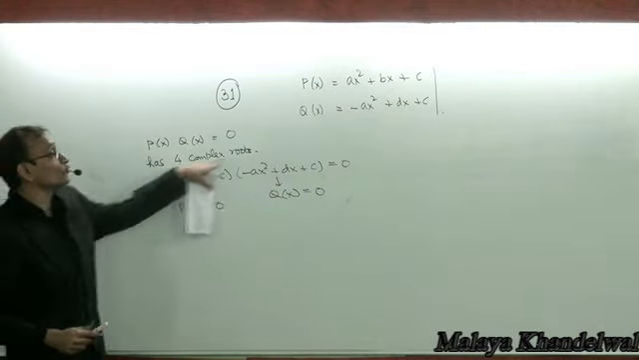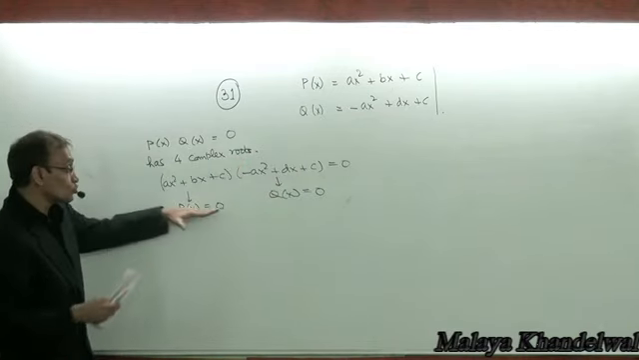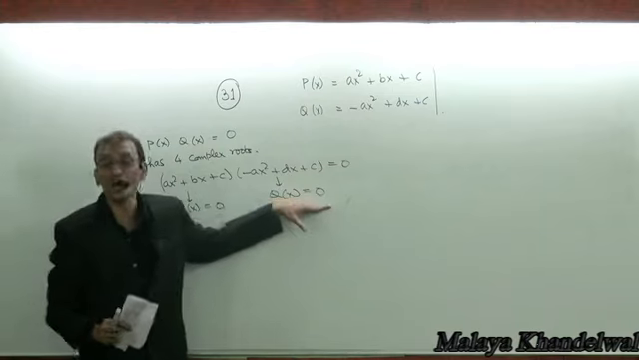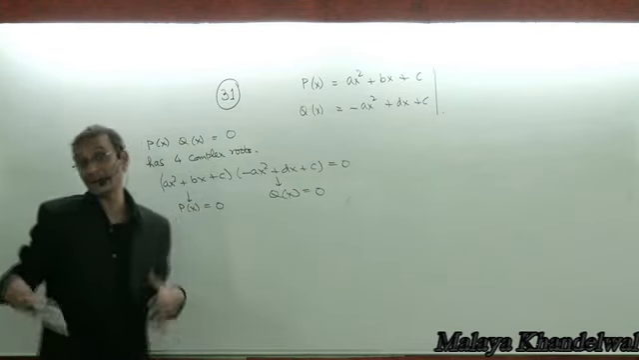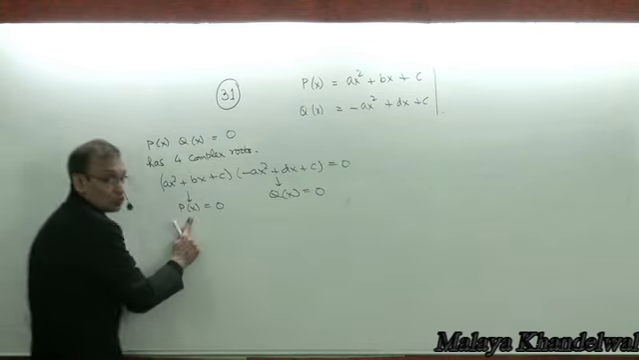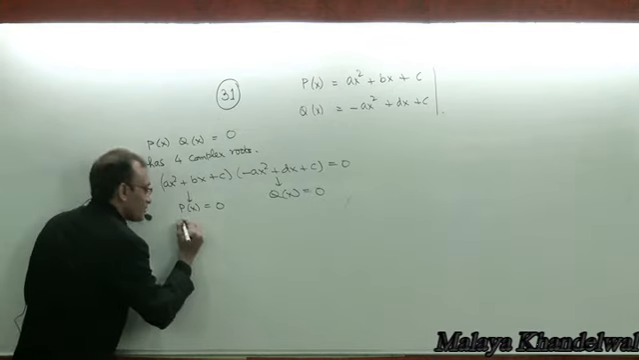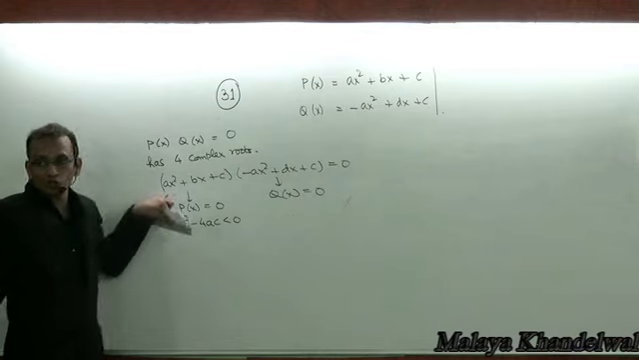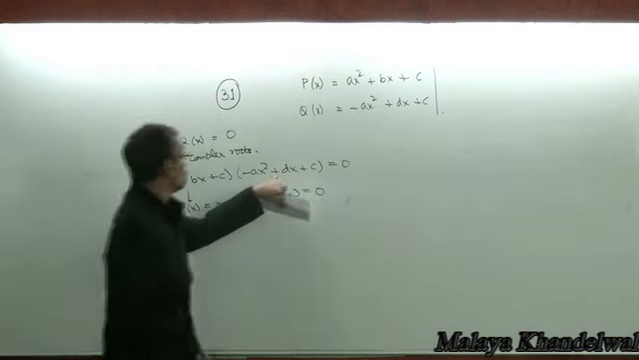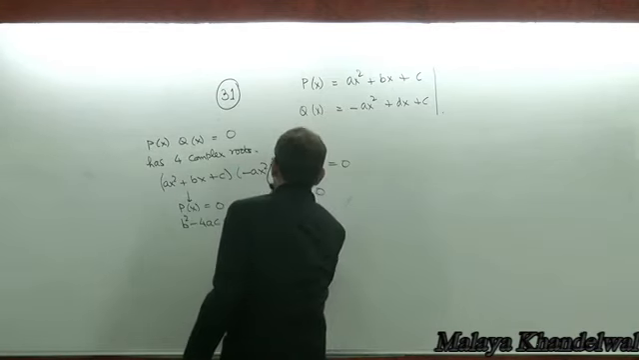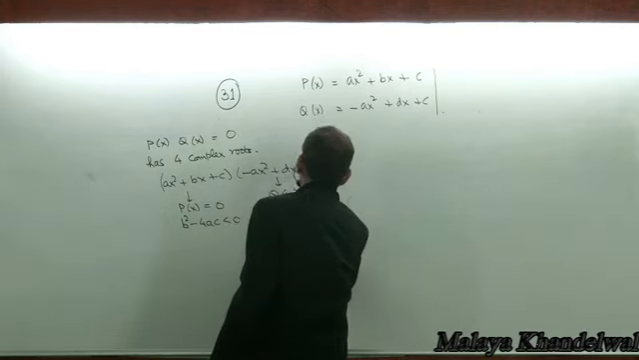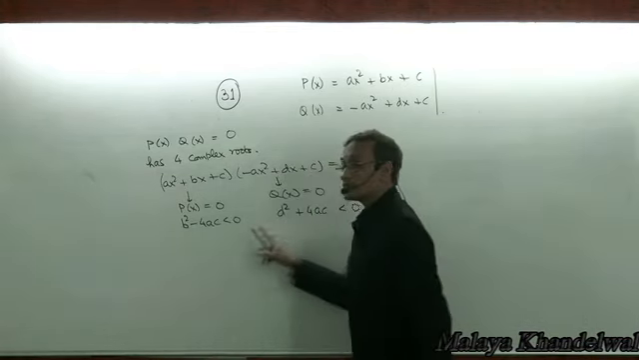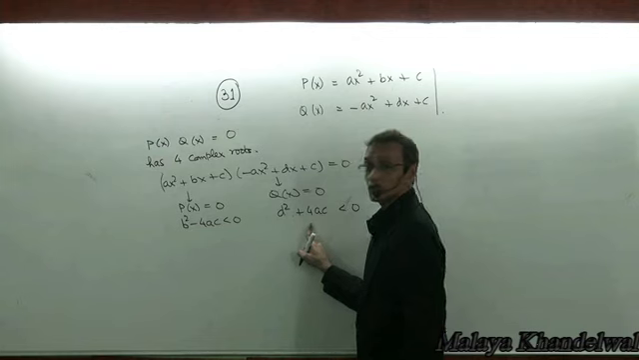Now, if it has all 4 complex roots, that means the 2 roots of this must be complex and the 2 roots of this must be complex. Only then it will have 4 complex roots. Now, the 2 roots of this will be complex if b squared minus 4ac is less than 0. The 2 roots of this will be complex if d squared plus 4ac is less than 0. That means this must be true and this must be true. Yes or no?